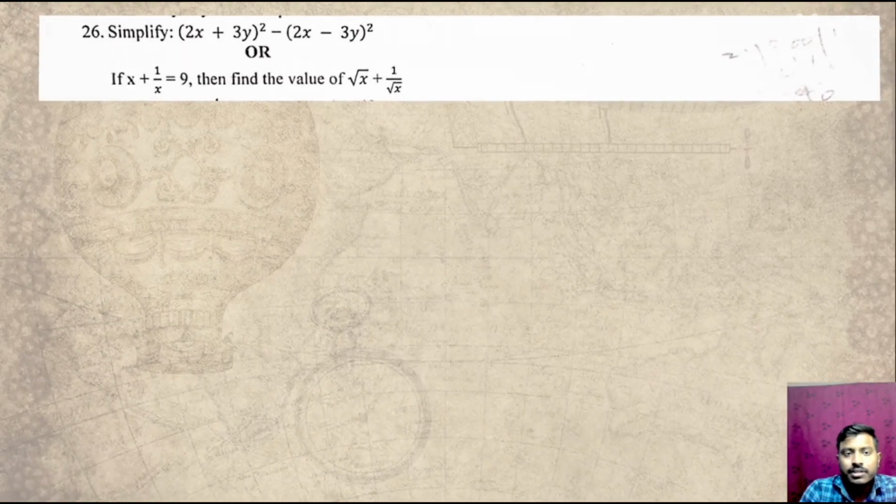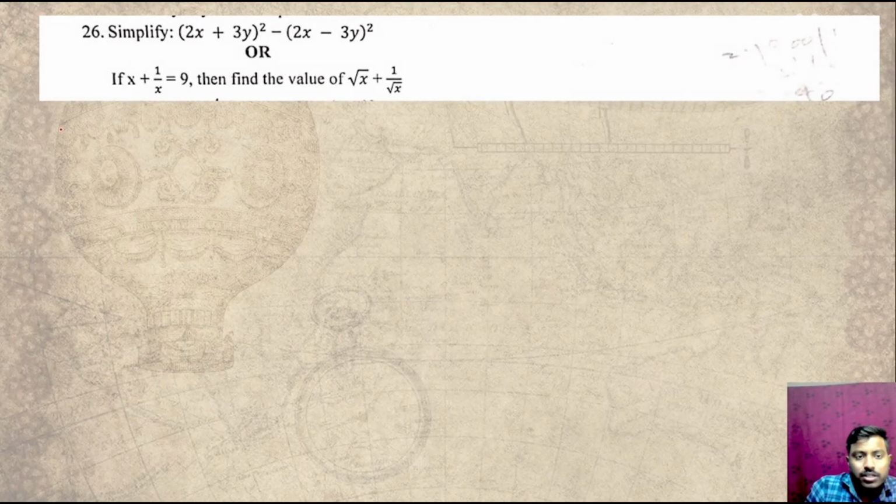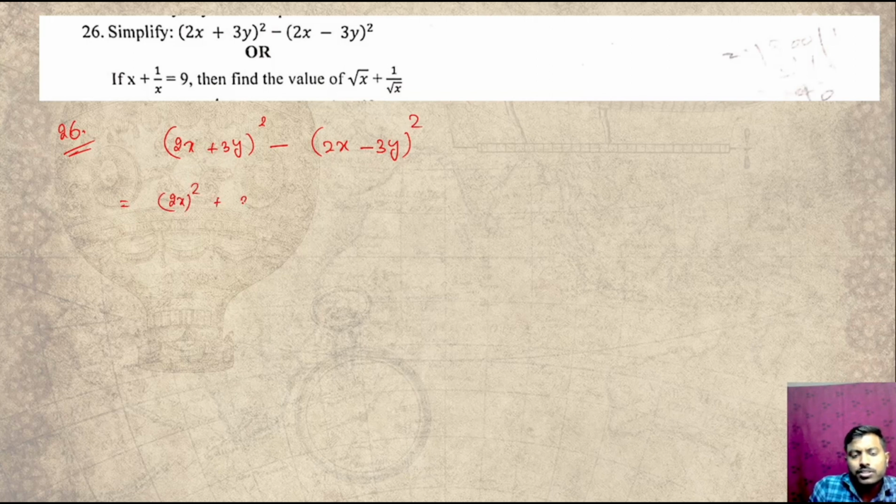Simplify. Question number 26. 2x plus 3y whole square minus 2x minus 3y whole square. Put the identity: a whole square plus b whole square plus 2 into a into b, minus bracket a square plus b square minus 2 into a into b.